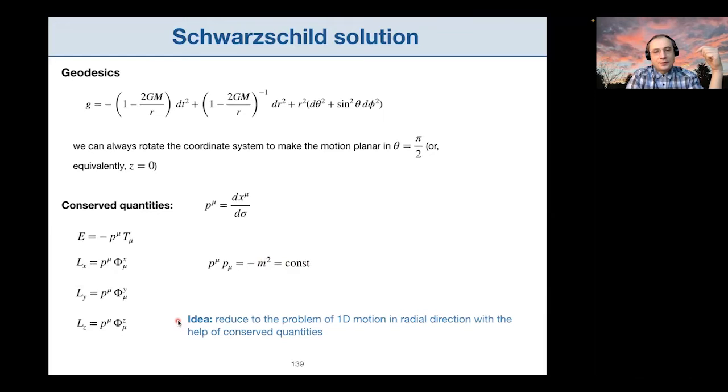And now the idea is to reduce the problem. We'll now perform what you normally do with this type of central force problem. We will reduce the problem to the one-dimensional motion in the radial direction with the help of all of these conserved quantities. We will assume that the motion is planar, so Lx and Ly are both equal to 0. Theta is equal to pi over 2, and we only have motion in phi, r, and t with the conserved quantities E, Lz, and m squared. And we will solve the problem, or at least reduce it, or at least give some qualitative understanding of how the geodesics behave based on that.